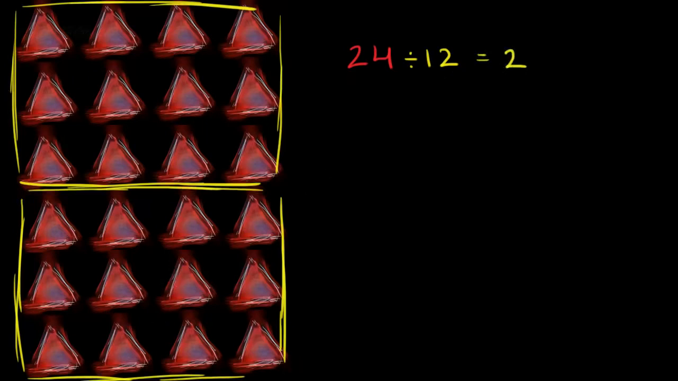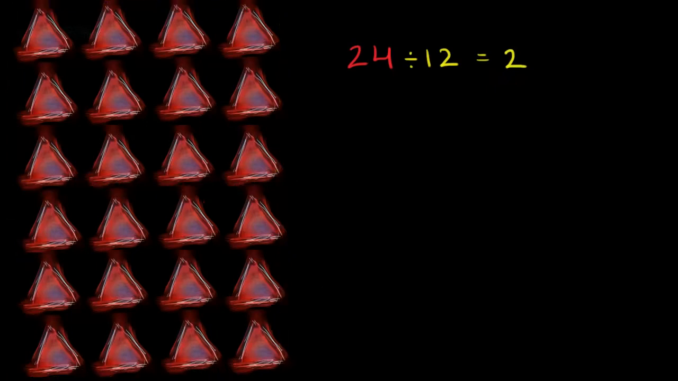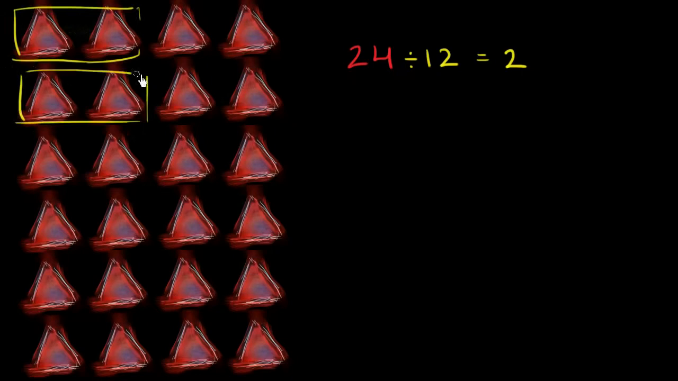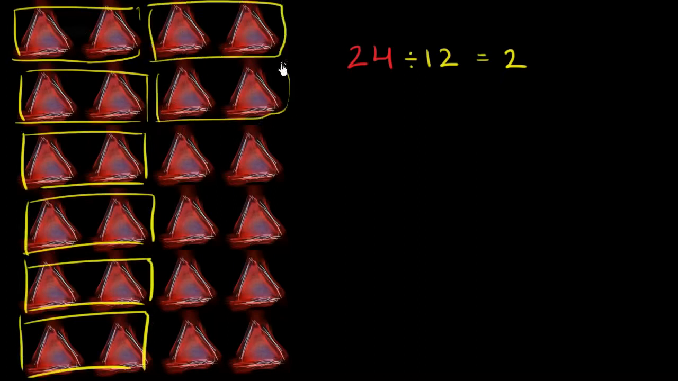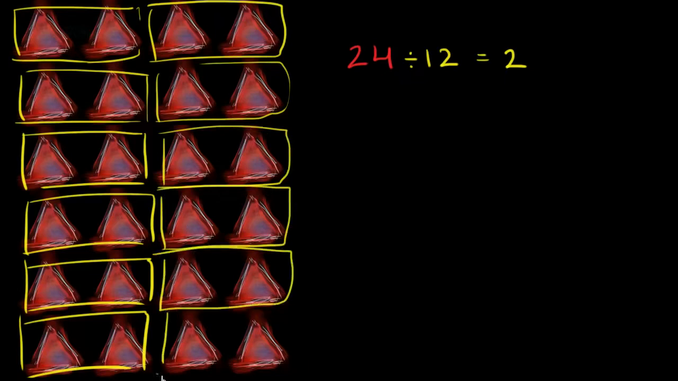But another just as reasonable way of doing this is you could have said, well, let me divide 24 into 12 groups instead of groups of 12. So if I want to divide it into 12 equal groups, well, let's see. This is 1 equal group, 2 equal groups, 3, 4, 5, 6, 7, 8, 9, 10, 11, 12.